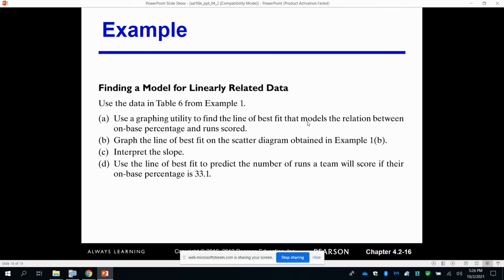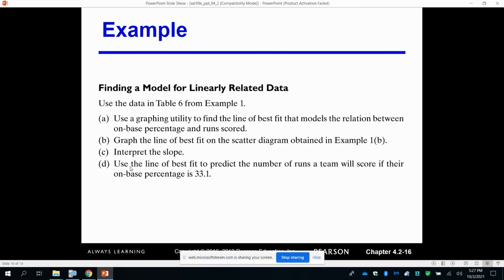So we got A done, and then we got B done, and now interpret the slope. Positive slope, right, 49.40. So what does that mean? That means every 1 unit change in the independent variable x changes y by 49.40, right? So in this specific case, that means when the on-base percentage increases by 1%, the runs scored increase by 49.40. All right. So that's how we interpret the slope.